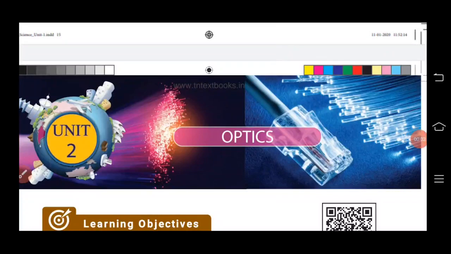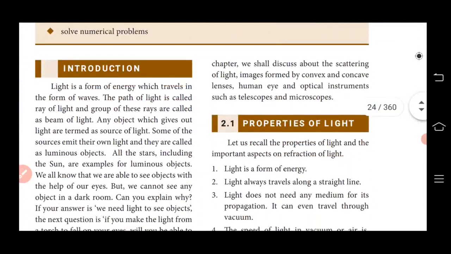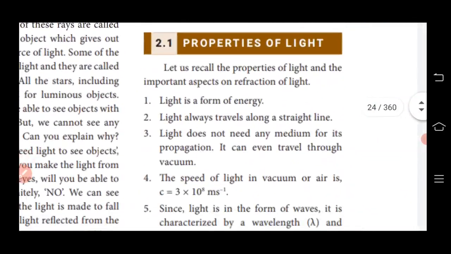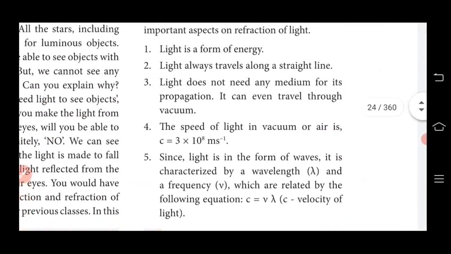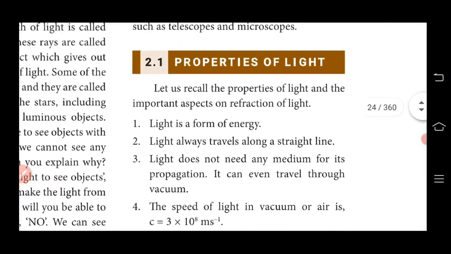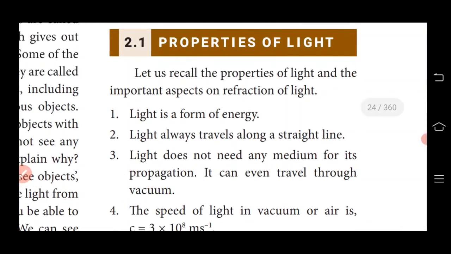Good afternoon, students. In this online class, we are going to continue our lesson Unit 2 Optics. Students, we know that optics is the topic which deals with the study of light. And also we have seen the properties of light. So there are nearly 8 properties. So very important detailed answer. Let me once again recall the properties of light.